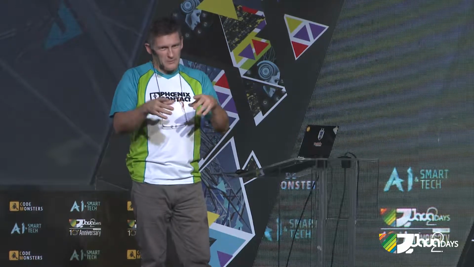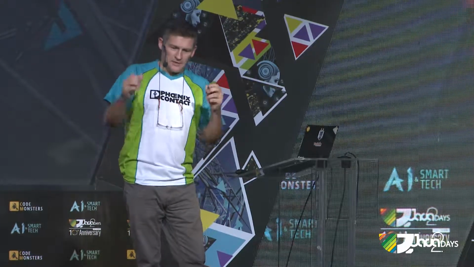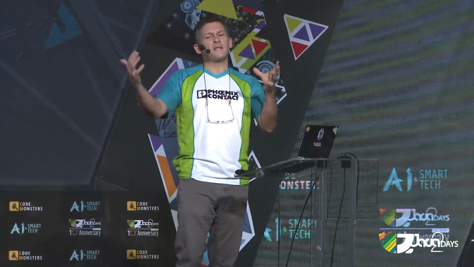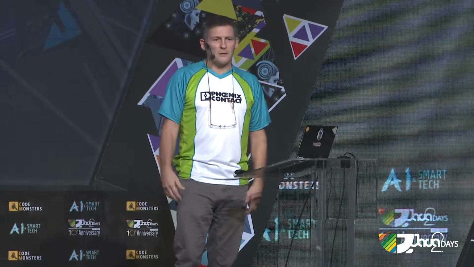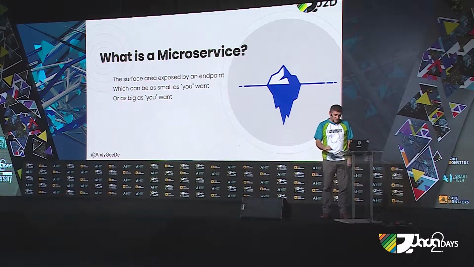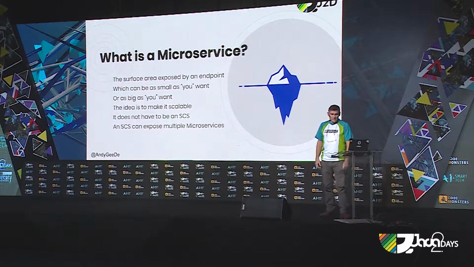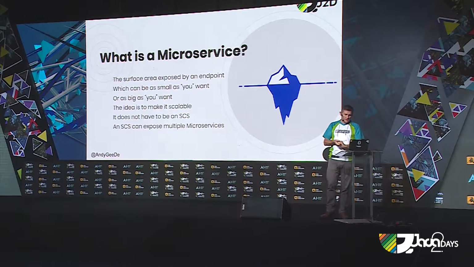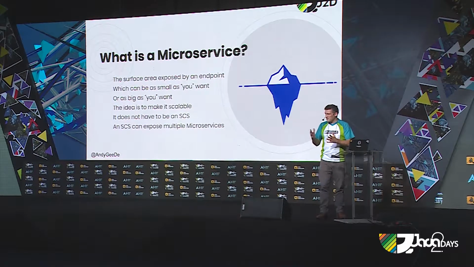It's a common misconception that because it's called a microservice, it's really tiny, and the image it provides is really tiny. The surface area they're exposing is supposed to be relatively small to serve its purpose, and that's defined by you. So the idea behind a microservice is to make it scalable. It's to extract it possibly from a monolith, and I'll get onto that in a second. It doesn't have to be an SCS, a self-contained system.